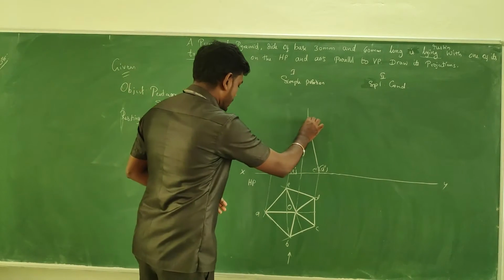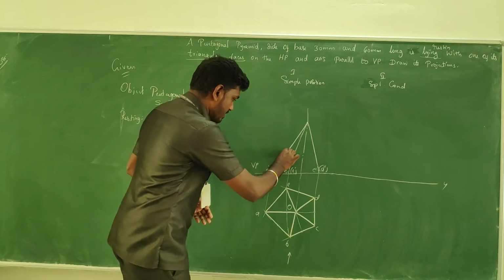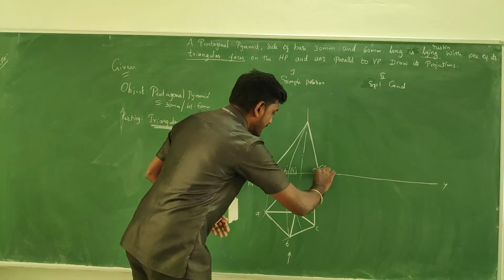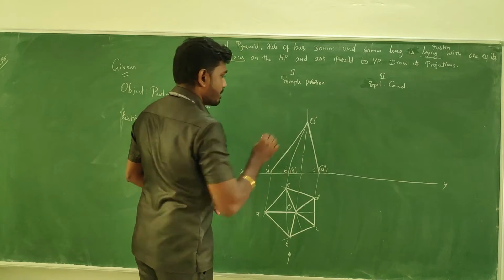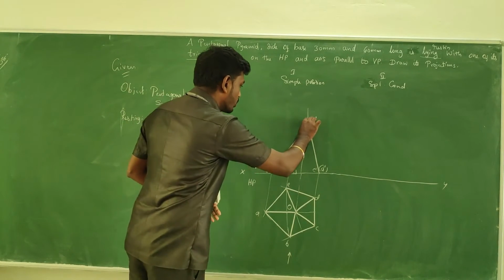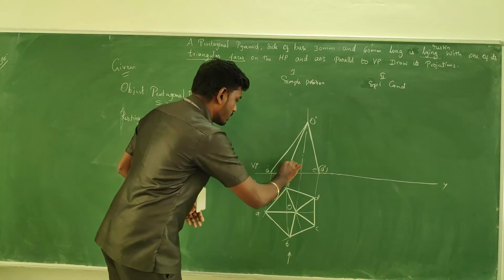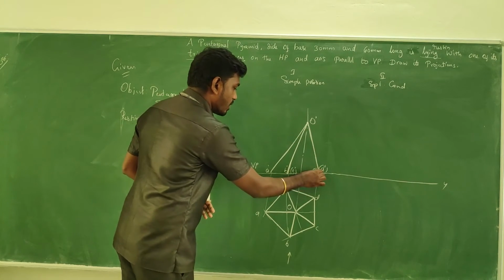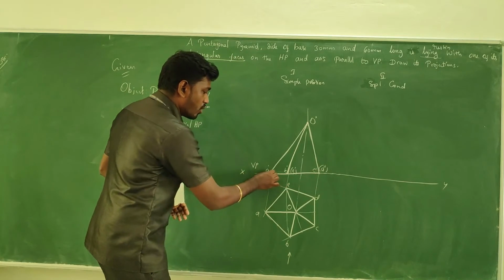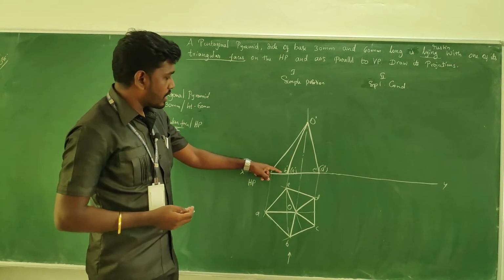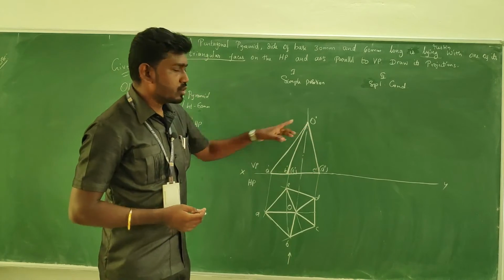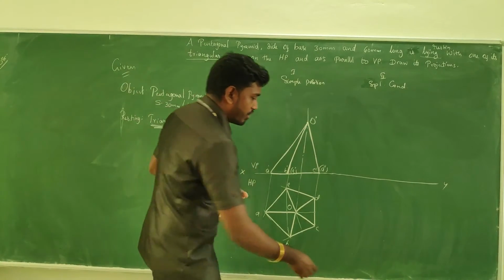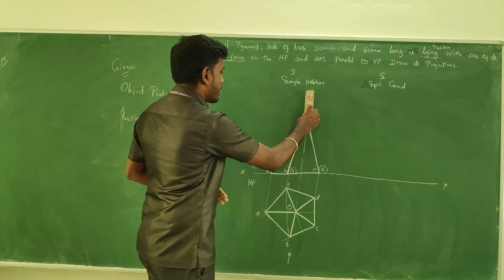The edges like O to A are visible from the front. O to D is visible. It's the apex O dash, and O to B is visible. O to E and O to C, O to D are invisible. They just lie behind B to O and C to O, so we are not specifying them. So this is the front view for this simple position.